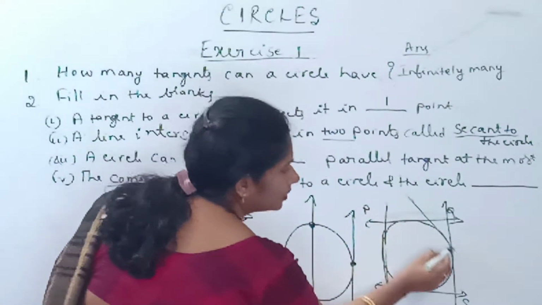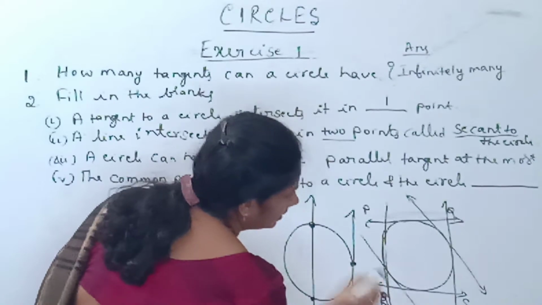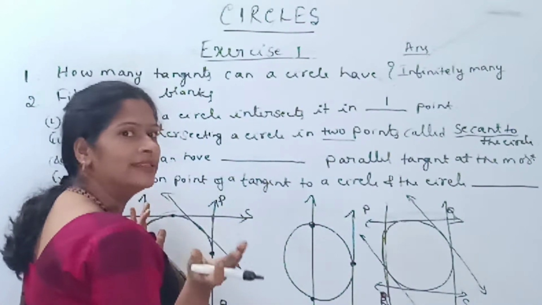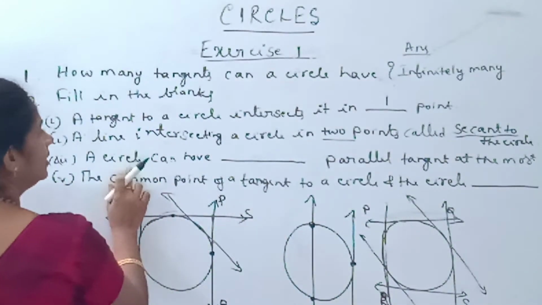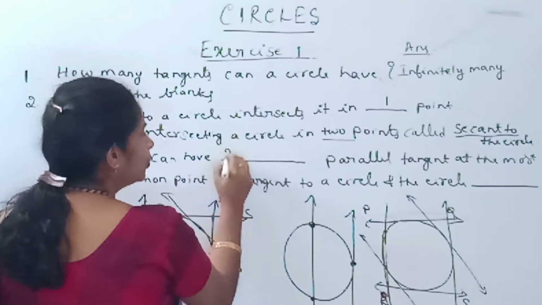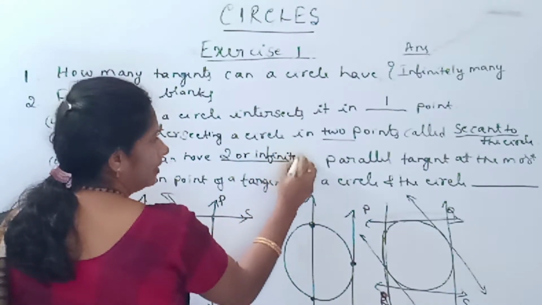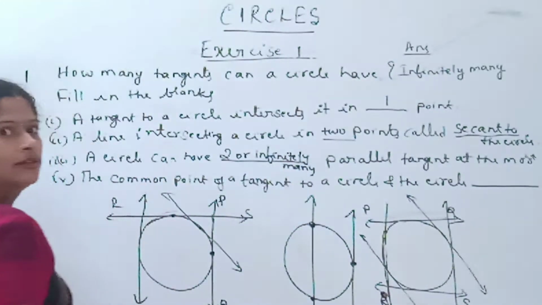So this is one parallel line, and you can draw another parallel line like this. Minimum 2 parallel lines you can draw, maximum infinitely many parallel lines you can draw. So your answer is a circle can have 2 or infinitely many parallel tangents at the most.